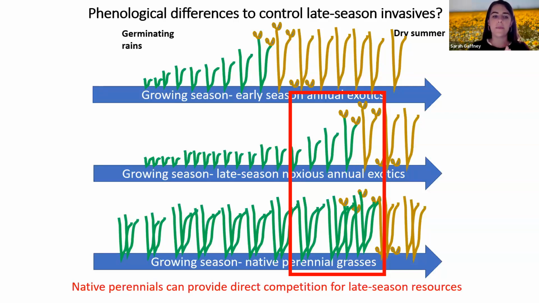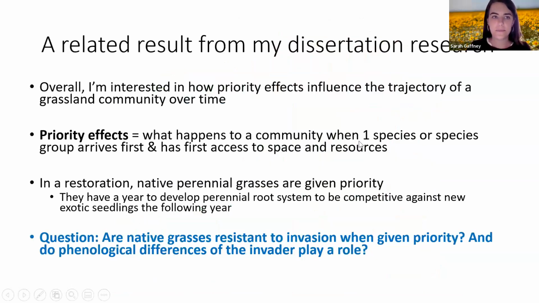So people are thinking, okay, our native perennials can provide direct competition for the late season soil water, and thus potentially be able to outcompete our noxious weeds. And this is something that I tested in my PhD research.